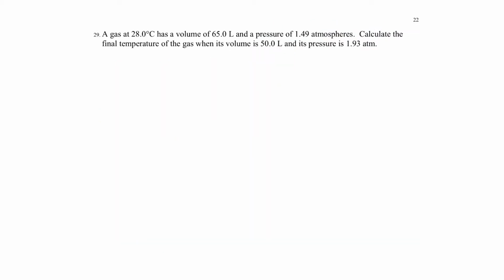On to question 29. For question 29, same drill, let's underline and see what we have here. So we've got 28 degrees Celsius, that's a temperature. We have a volume in liters, and we see a pressure.